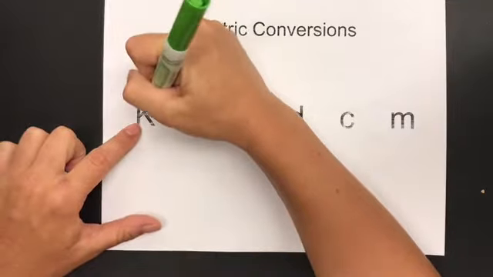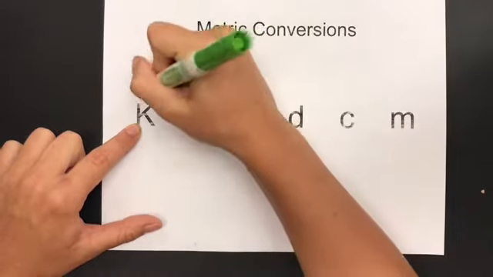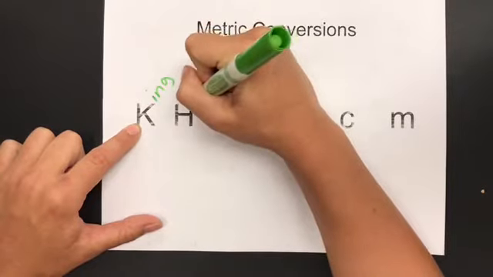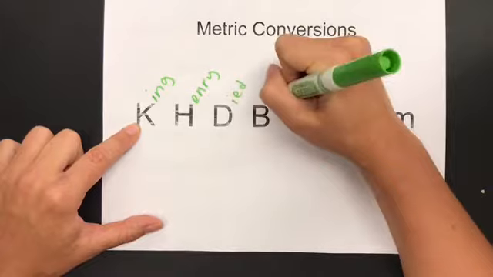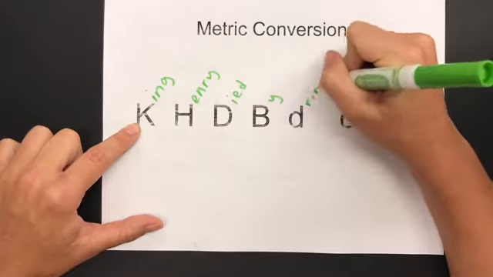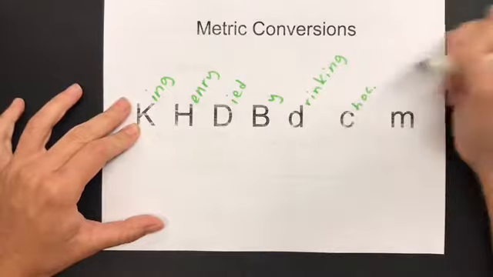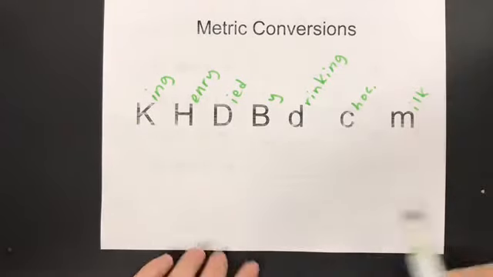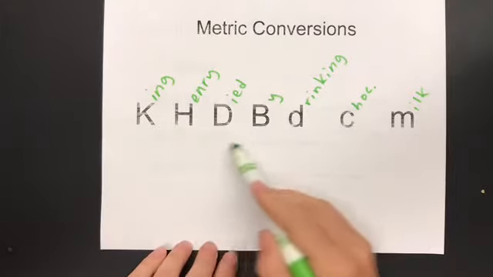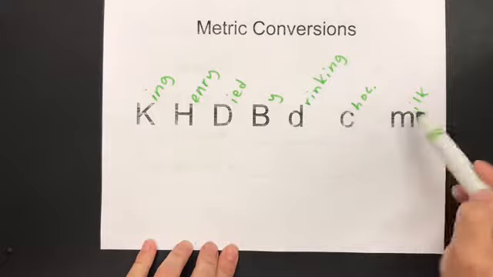So first off, you need to remember the order of the letters here, and we're going to use King, Henry, died, by, drinking, chocolate, milk. So if you can remember that, you can remember the order of it. You have to remember the exact order of this. So King Henry died by drinking chocolate milk.